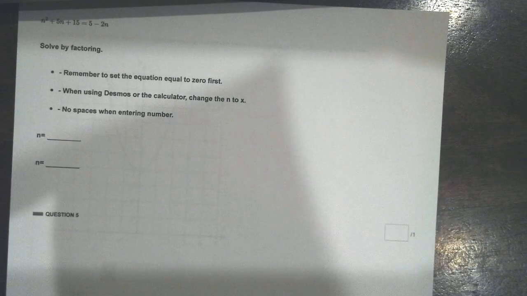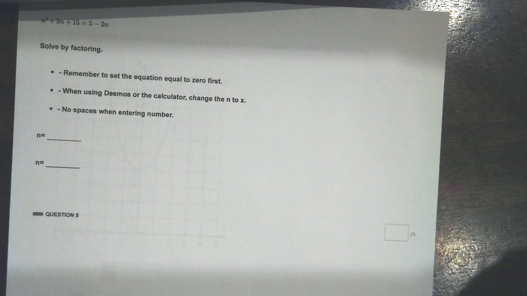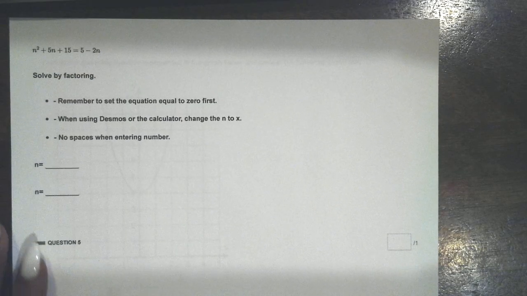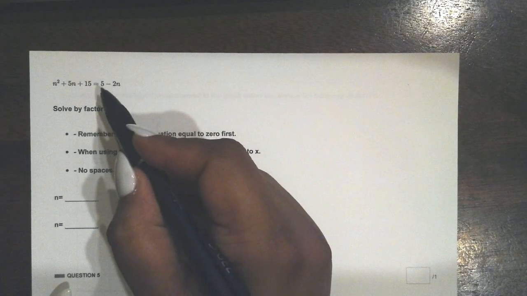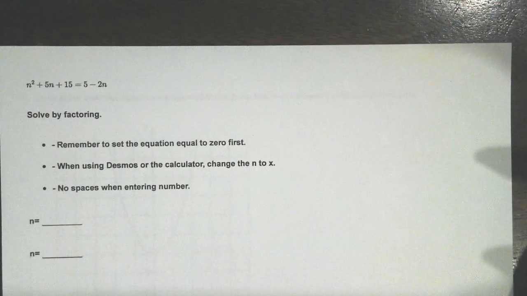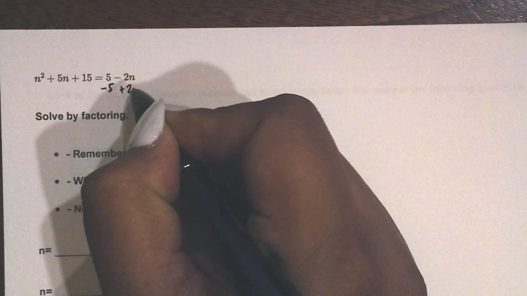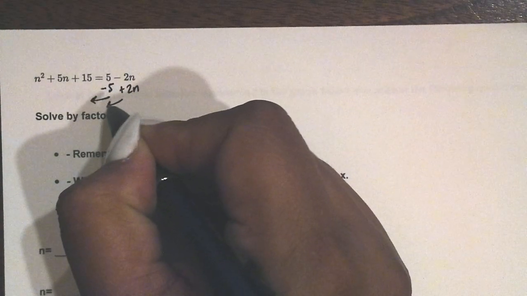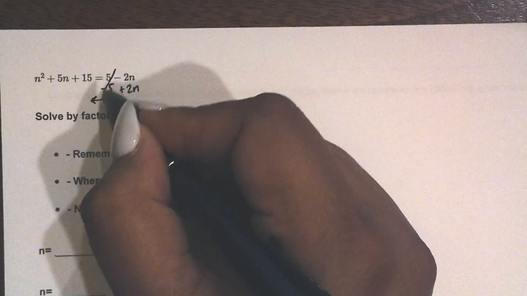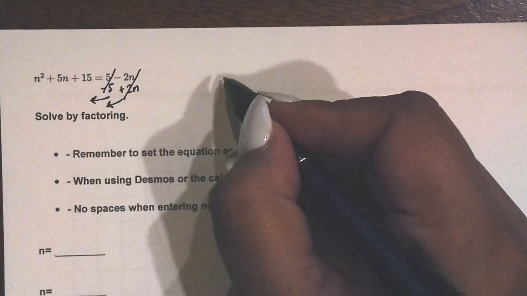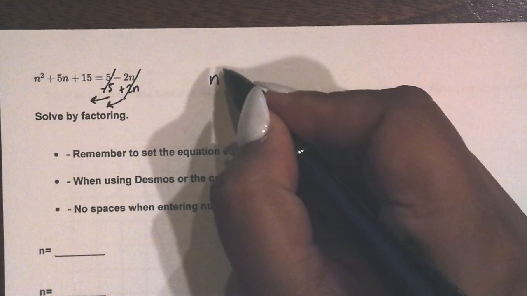All right, let's go ahead and look at number 3. All right, here's another Desmos problem. But in this case, it's not equal to 0. Do you see that your equation is not equal to 0 right here? So what you're going to have to do is set this equal to 0 by subtracting 5 and adding 2n to both sides, so that this side cancels out and equals 0. So we got n squared.